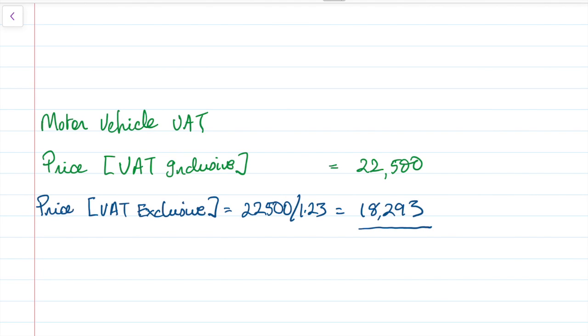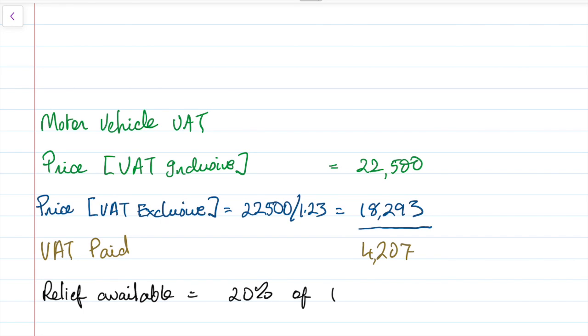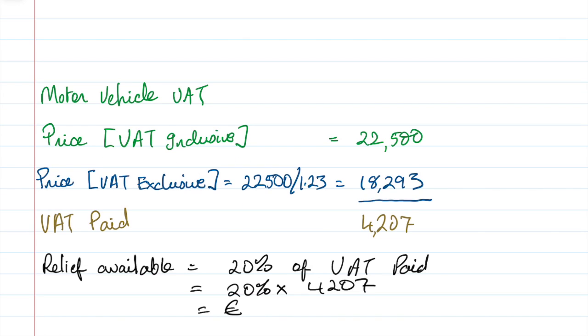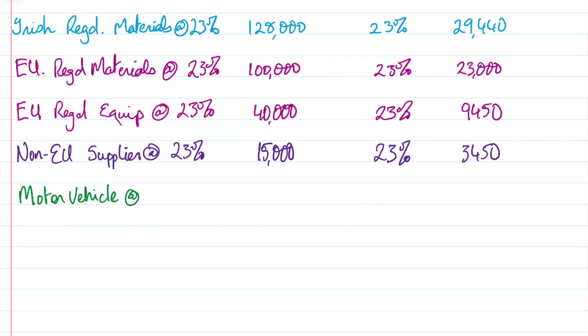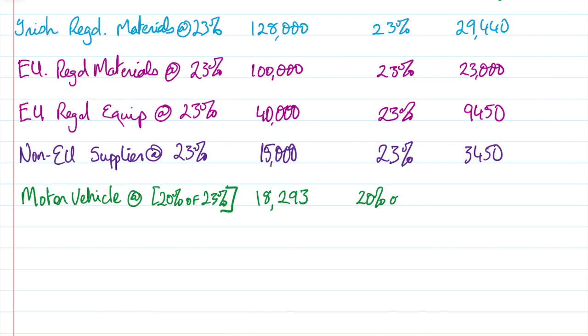€18,293. Therefore, we know that the VAT that actually appeared on the invoice for the motor vehicle was €4,207. The amount that we get to claim as a relief against our VAT charges is only 20% of that, and so when we calculate that, that is going to be 20% of €4,207, which is equal to €841. And so the amount that we are going to slot in here for the motor vehicle is going to be based on that 20% of 23%, and that's therefore going to give us an input credit of €841.